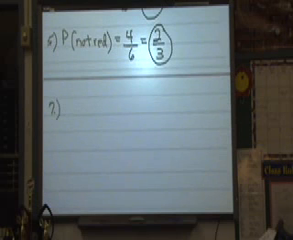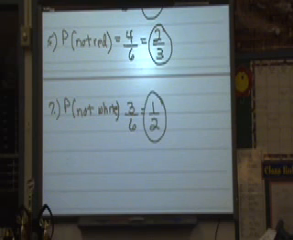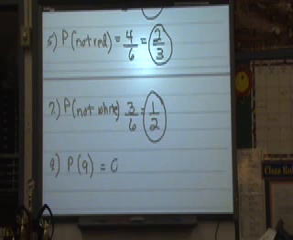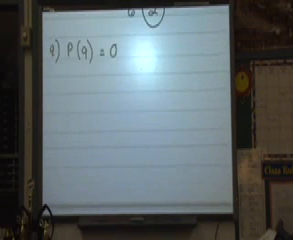Number 7, the probability of not white. 3 over 6, 1/2. Good, there are 3 not white to 6 total, and that's 1/2. Number 9, Zoe, the probability of 9. 0. There's no way you can get a 9. That's correct. Now what are we doing in 11 through 20, Maggie?